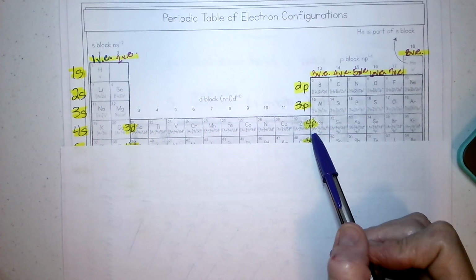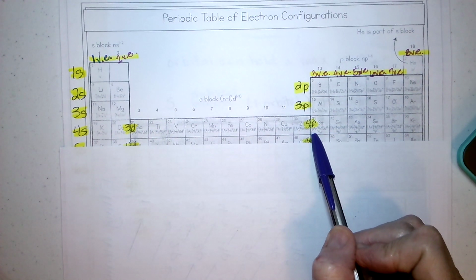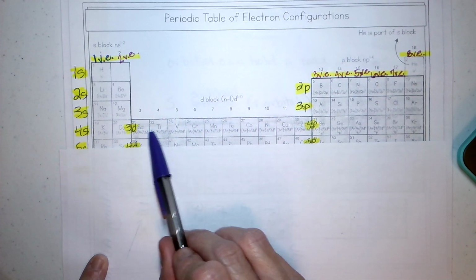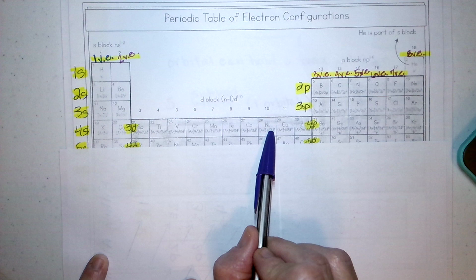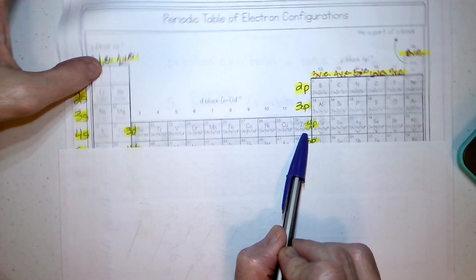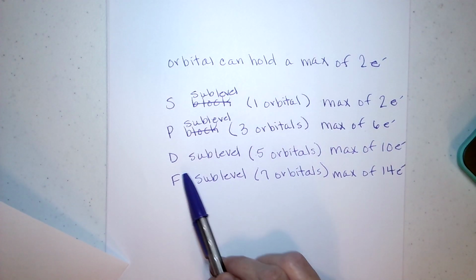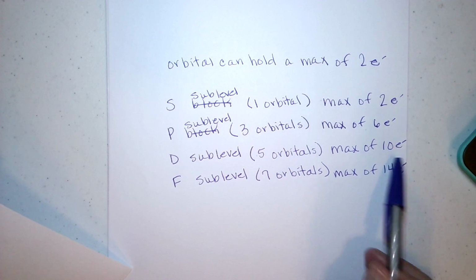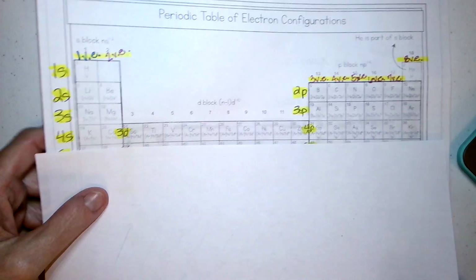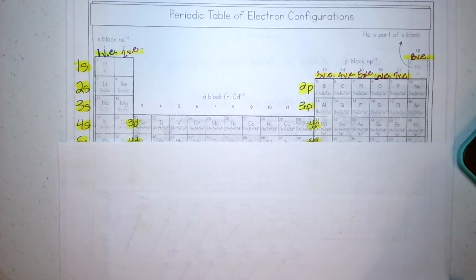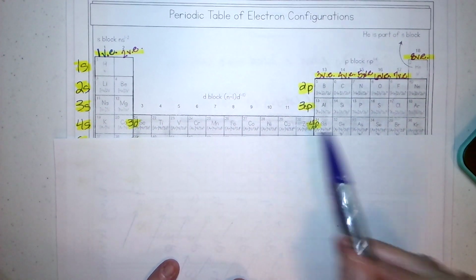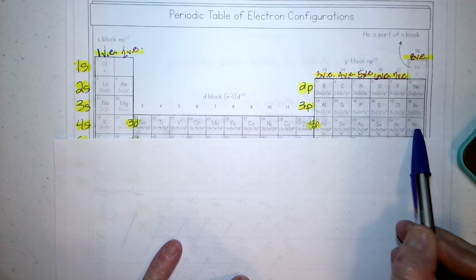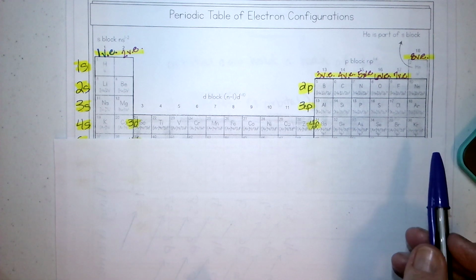Okay? And then we go back, and then you see over here I have 4p. So then after it fills 1, 2, 3, 4, 5, 6, 7, 8, 9, 10. And if you remember, D has 5 orbitals, holds a max of 10 electrons. Whoa, this is making sense, right? Okay, so then I have 10 there. And then 4p, I have 1, 2, 3, 4, 5, 6. I have 6 electrons there.